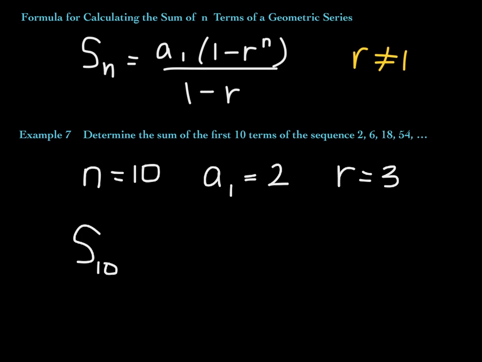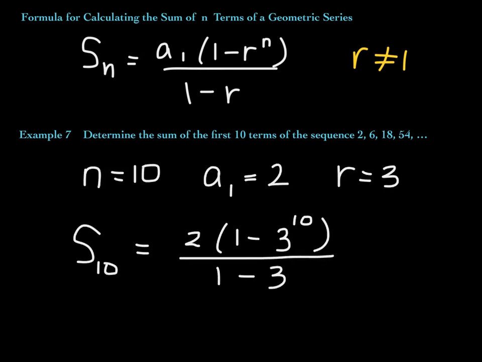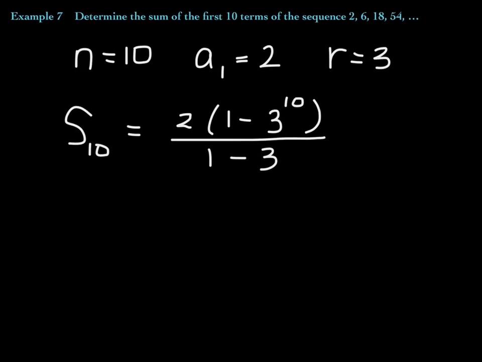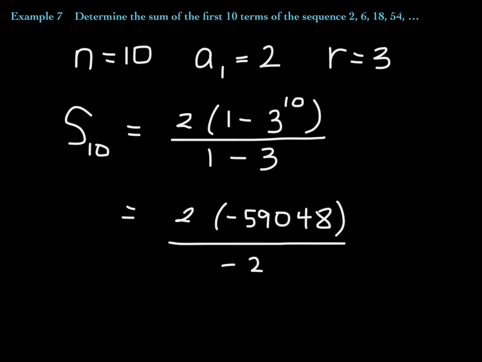So S sub 10 is equal to the first term, which is 2, times 1 minus 3 raised to the power of n, which is 10, and then all of this divided by 1 minus r, which is 1 minus 3. So the rest of this is just arithmetic, okay? So then this is 2 times, now down here we have negative 2, right?